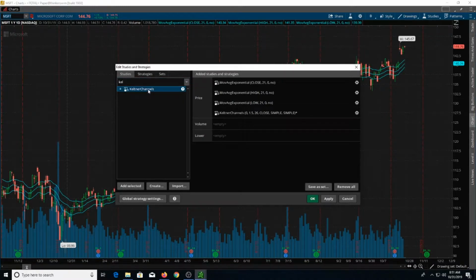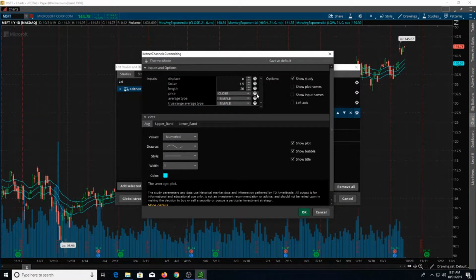So we're going to double click on that, and I'm going to leave everything. Well, actually, let's go in and edit this. I'm going to leave it at a length of, actually, I'm going to change it to 21. I'm going to change the length to 21, and I'm going to change the factor to 2, because what I want to see is when it's 2 deviations above the mean. So I'm going to change that to 2.